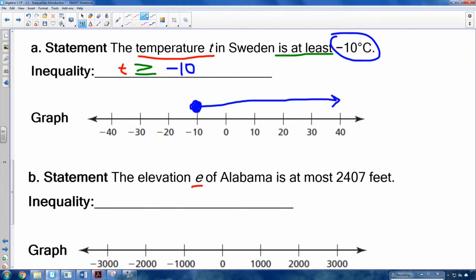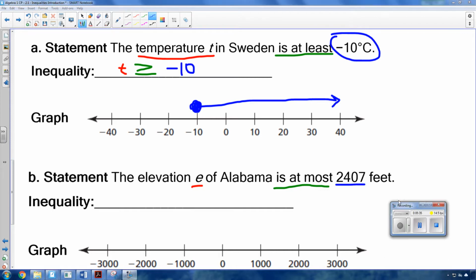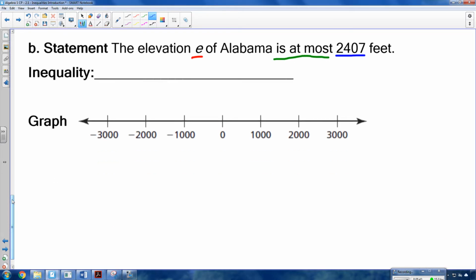I'm going to underline and color code for you. Is at most 2407. Remember, since this is review, hopefully you're okay. So pause the video before you ruin it. You don't want to spoil this. The elevation E is at most, which means that it's less than, or it could be exactly 2407. So E is less than or equal to 2407. So we go to 2407, which is somewhere around here. We include it, and we go less than that, okay?